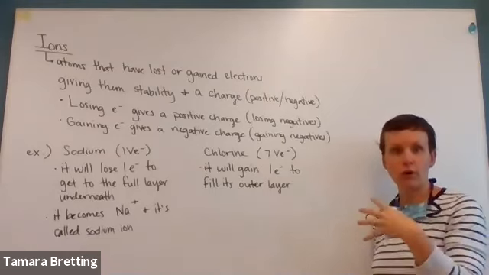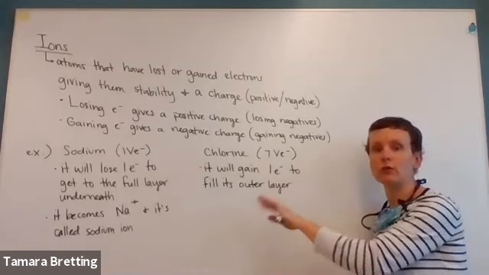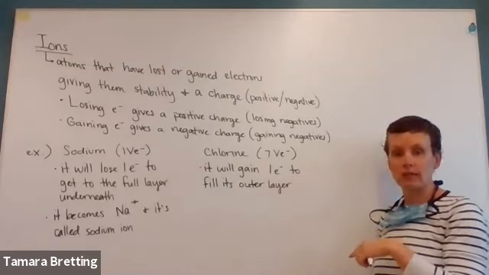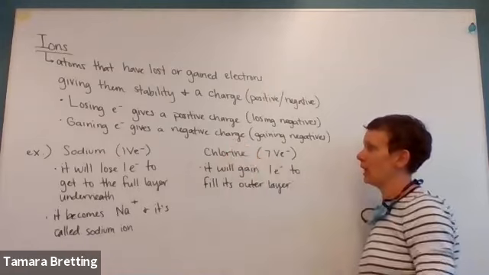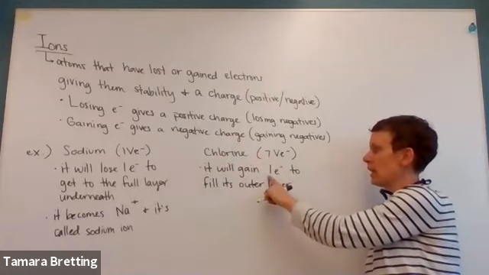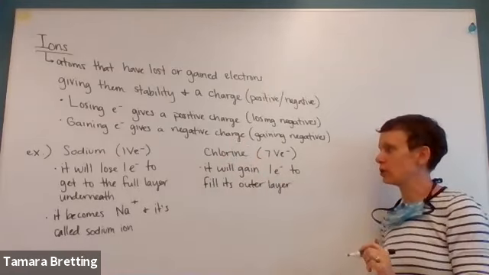So we're going to avoid those. We're going to say if it has less than 4, it loses. If it has more than 4, it's going to gain. Now when it gains, it becomes negative because you're gaining negatives. In this case, it's gaining 1, so it's a -1 charge.